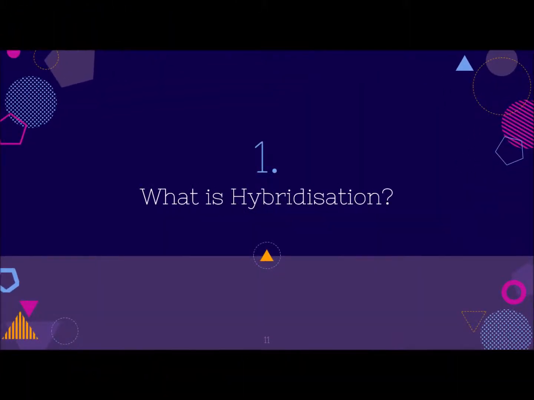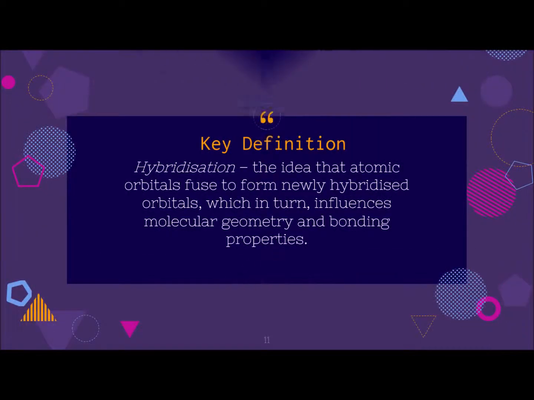Hybridization. Okay, this section will be all about hybridization. Hybridization is the idea that atomic orbitals can fuse together to form newly hybridized orbitals. These hybridized orbitals can have an influence on the molecular geometry and the bonding properties.